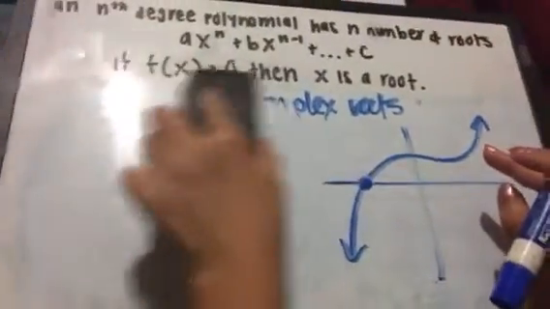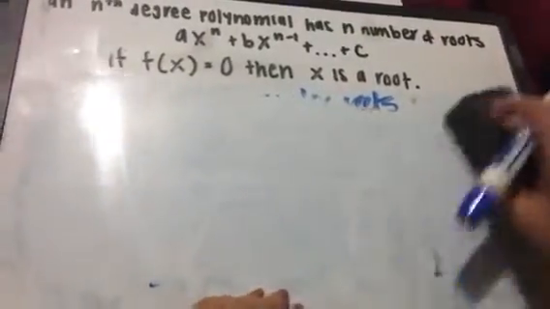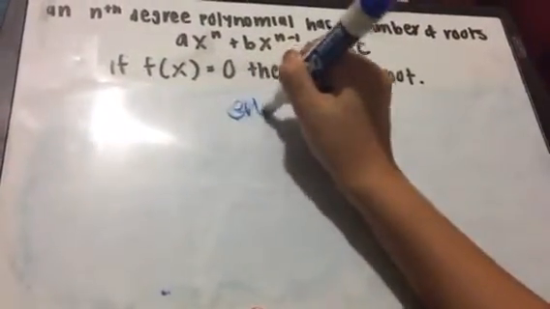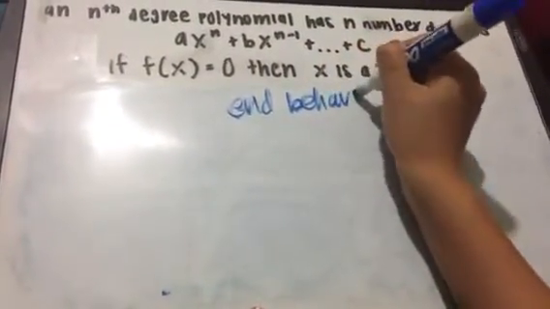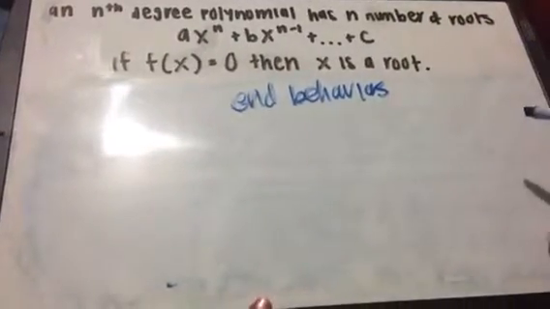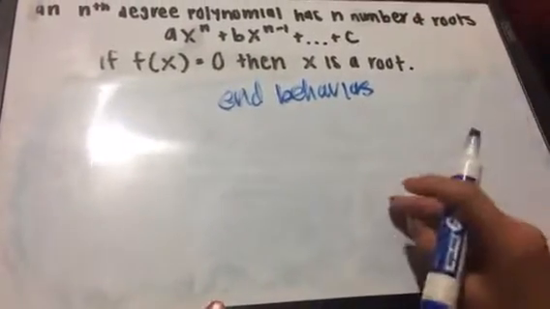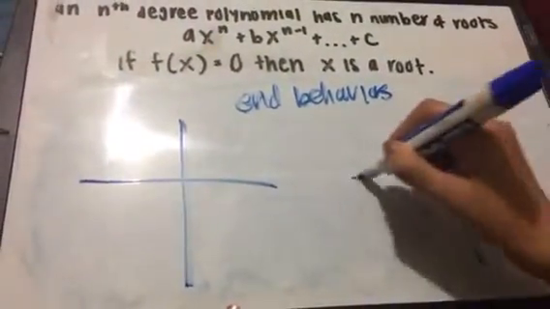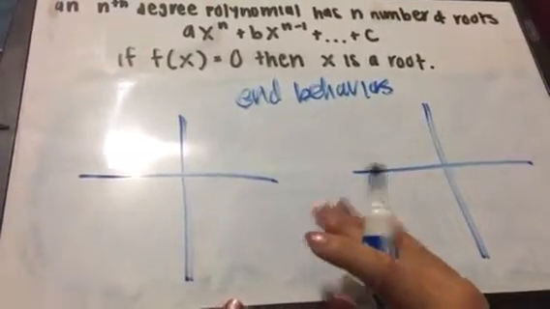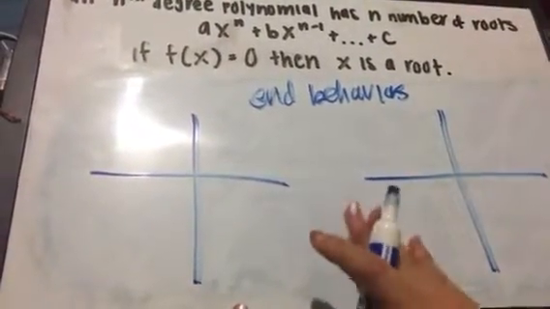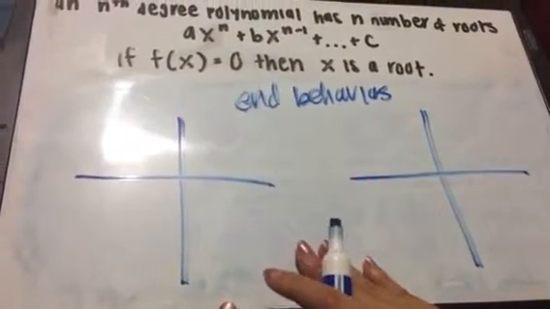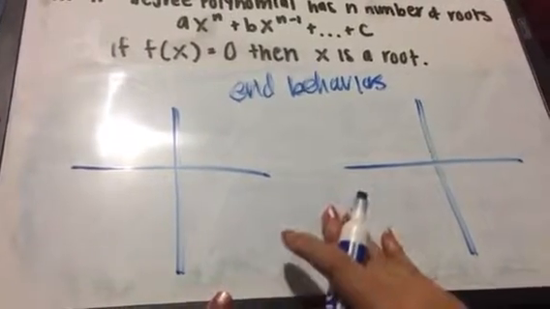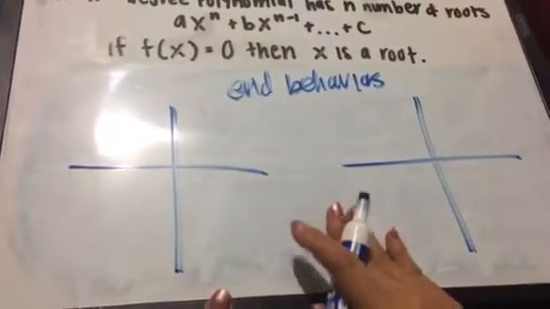So then, in order to understand this a little bit better, we can use the idea of end behaviors. So, if we were to look at the end behaviors of an even degree polynomial versus an odd degree polynomial, that can help us understand why an even degree polynomial can have no real roots, while an odd degree polynomial has to have a real root.